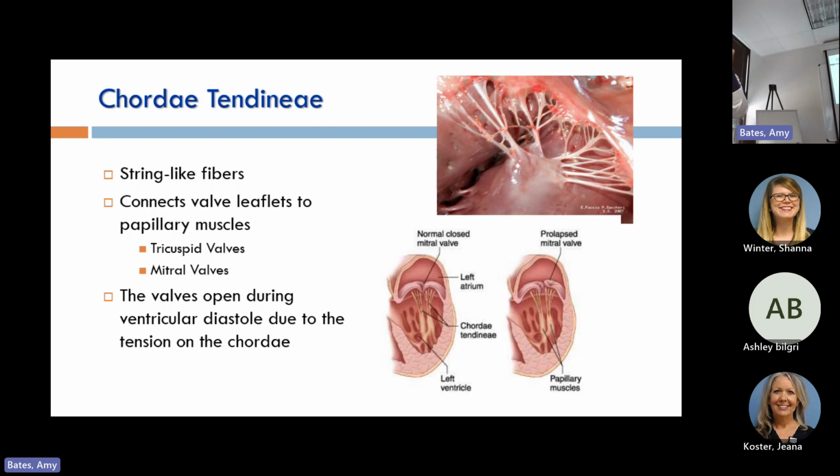It could be that one of those cords ruptured and now you have a flailed leaflet. So you would get an echocardiogram, take a look at that, and then it could potentially be a surgical intervention that needs to happen. But it is something to consider after you get patients that have had MIs.